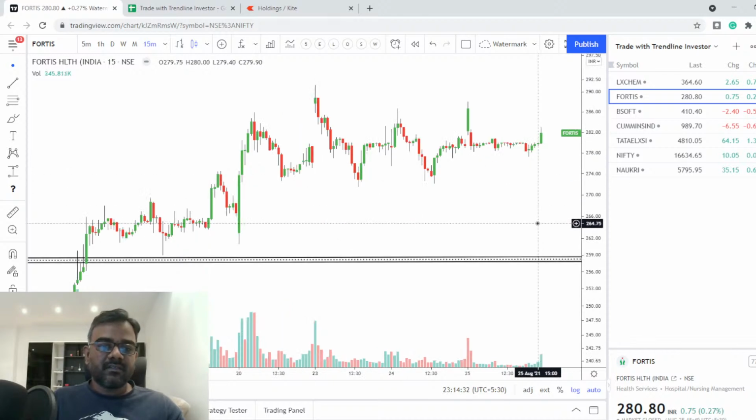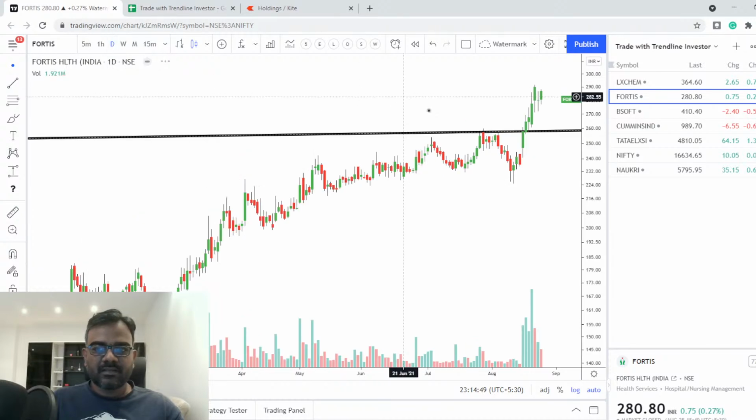Now, if you're a very aggressive investor or aggressive trader, then you can also move your stop to 270. Our stop is at 260. I'm a little on the conservative side, so we'll still continue to keep our stop at 260. And once it breaks out above 280, 290 levels, then we can move our stop to 270 odd. So for now, I'm not revising my stop. I'll keep my stop as it is.